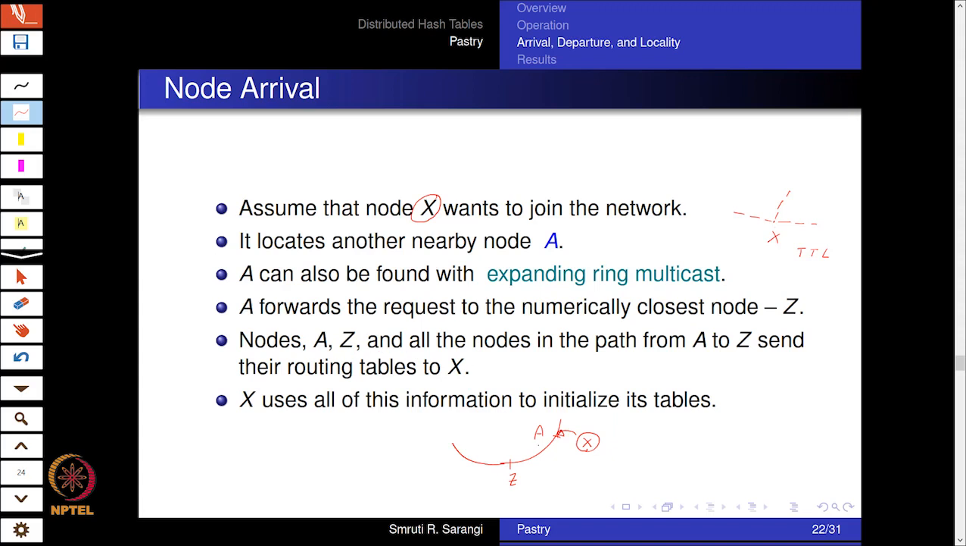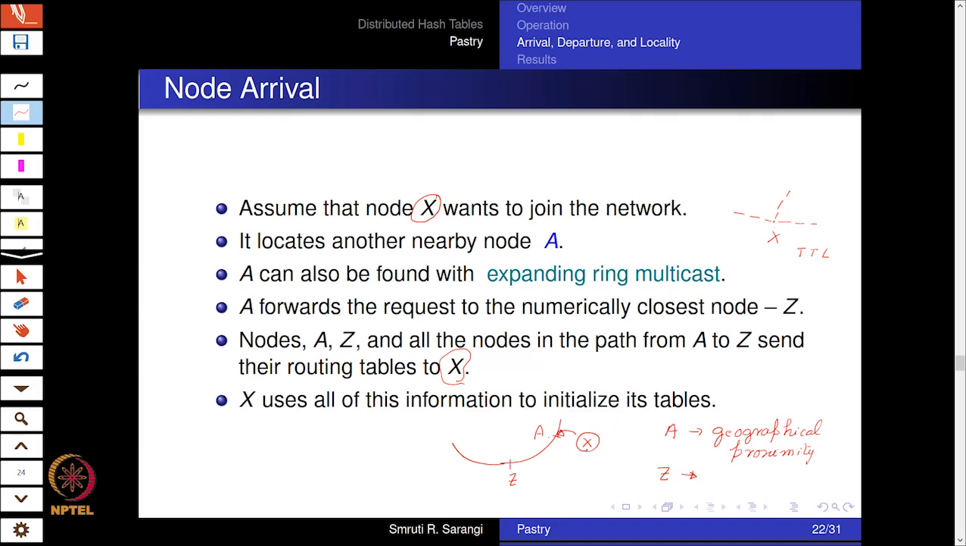Then nodes A, Z and all the nodes in the path from A to Z cooperate and collaborate and update their routing tables to incorporate the information that node X has joined. So what is node A? Well, node A is the closest in terms of geographical proximity, or it also can be any node, but geographical proximity is preferred. We will see why. And node Z is the one that is closest in terms of node ID proximity. So locating node Z is node A's job.